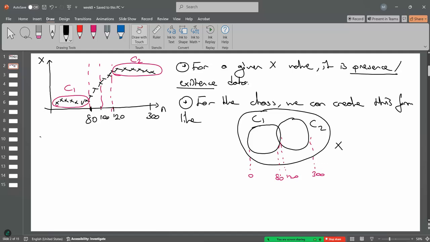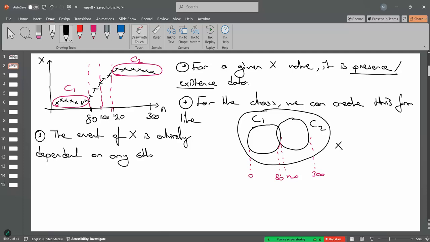So we can conclude that the event of x is entirely dependent on any other things, not the C1 or C2. X is dependent on another property, which we don't know. Okay?